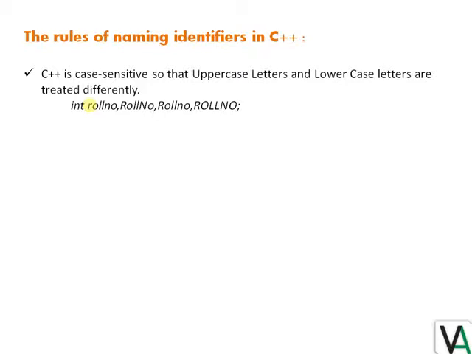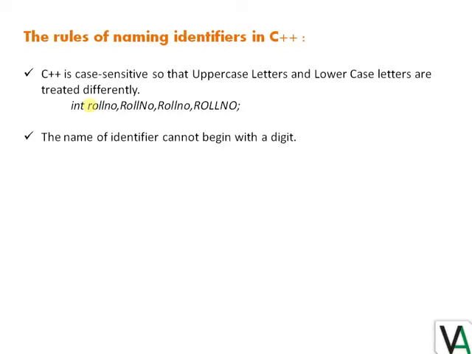You must see that I have declared 4 integers, and the name is the same, but you also just make sure that the case of each variable is different. Each variable name is different. In the first we have all letters in lowercase, in the second we have R and N in uppercase, in the third we have only R in uppercase, and in the fourth we have all letters in uppercase. So the case is different, and C++ is a case sensitive language, so all 4 of these will be treated differently. I can initialize all 4 of these with different values.